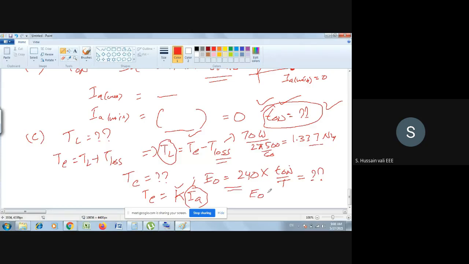E naught is equal to EB plus IA RA. EB value we know, that is 199. RA value we know, that is 7.56. Then we can find out IA from this directly, because E naught we found from this equation. T on we got from part B. Then we got E naught. Then IA we will find out. Substitute IA here, then we'll get TE. That's it. So we got TE, we got T loss. Then we get the answer for TL. That's it. This is how you solve the problem.